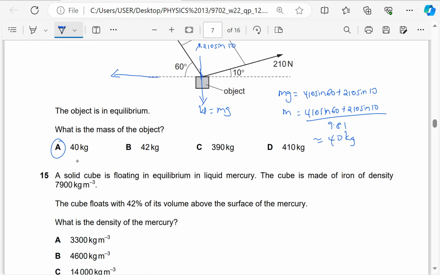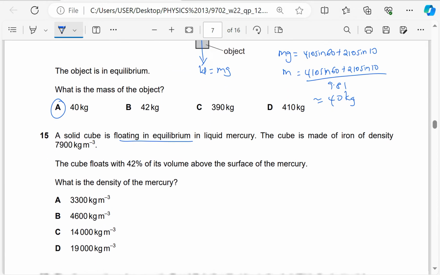A solid cube is floating in liquid mercury. The cube is made of iron of density 7900 kilograms per meter cubed. The cube floats with 42% of its volume above the surface of the mercury. That means the volume submerged is 58%. So this is the volume which displaces the liquid. Remember, an object displaces its own volume.